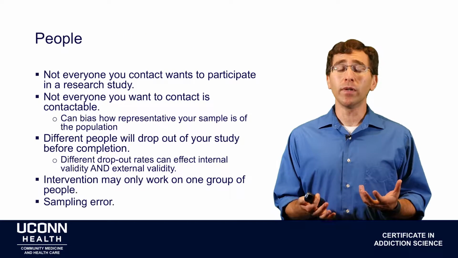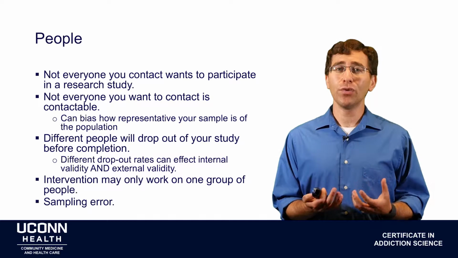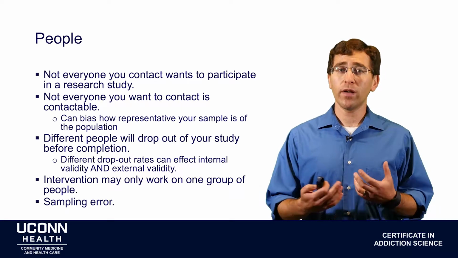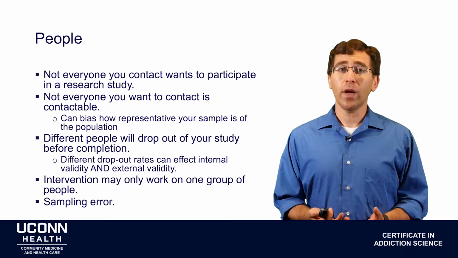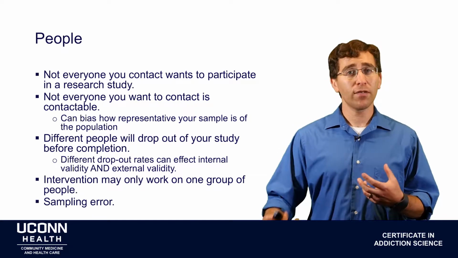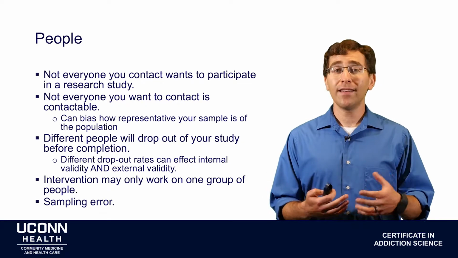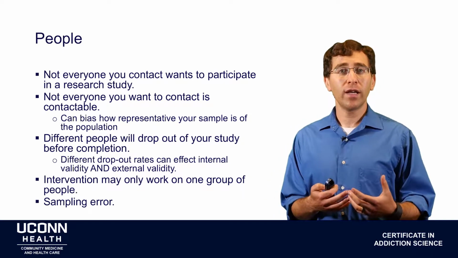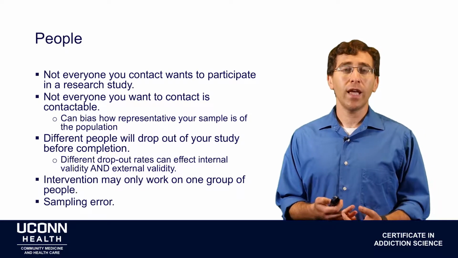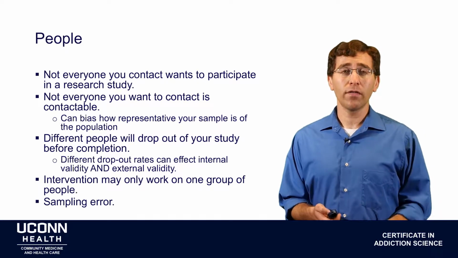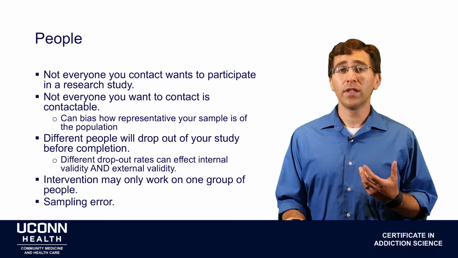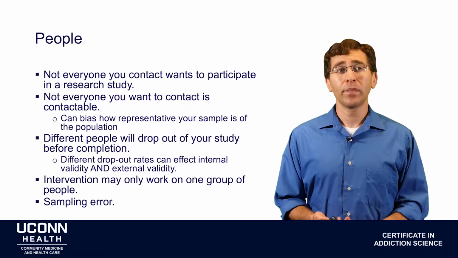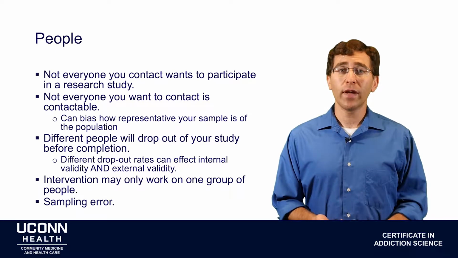The biggest one is people, because people don't always tend to do what you want them to do. Sometimes you contact them because you sampled well and you've reached them, but they just don't want to participate. And those people who participate can be much different than the people who don't. Again, not everybody in your population is contactable, so your sampling frame could be different than the population itself. If you do get people to be part of your study, they might drop out. And the people who drop out of your study before they finish might be different than the people who complete it. Interventions don't always work the same on everybody.